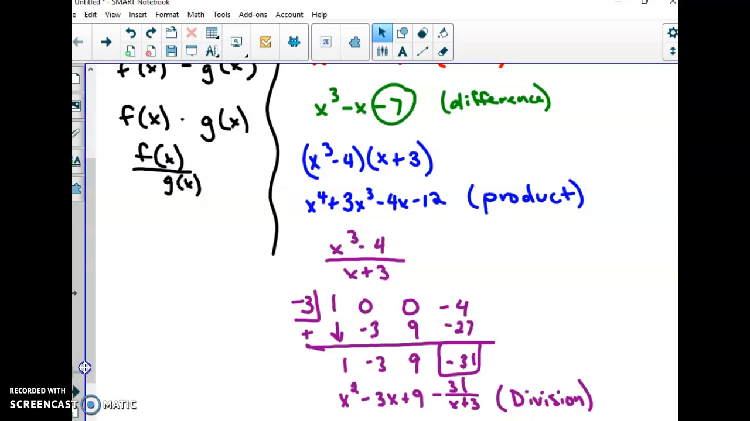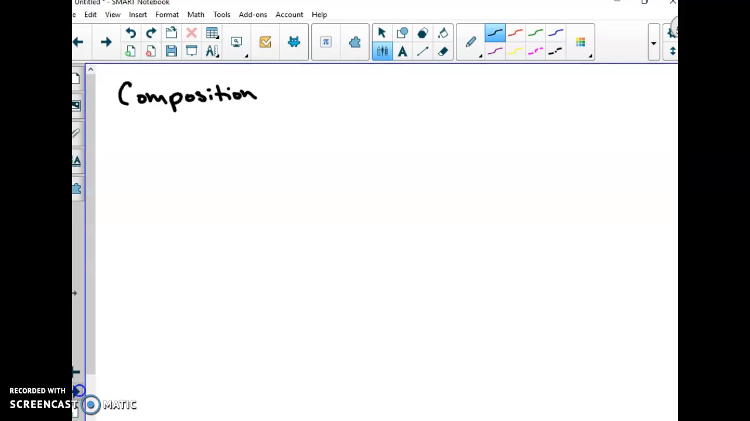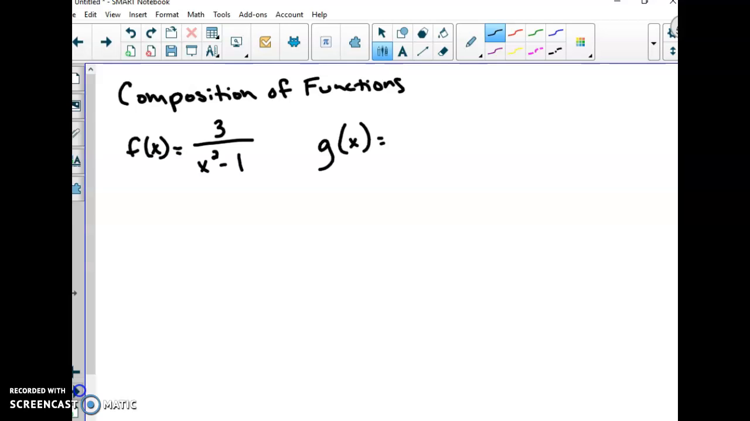building of functions. Now, a composition of functions is where you take a function and substitute it into another function. So let's say I have f of x is 3 over x squared minus 1. G of x is going to be 4x. Let's make this simple. This is where you have f of g of x, potentially.